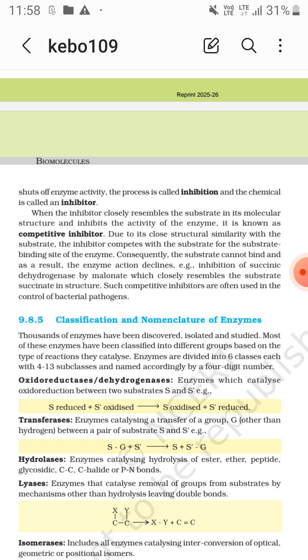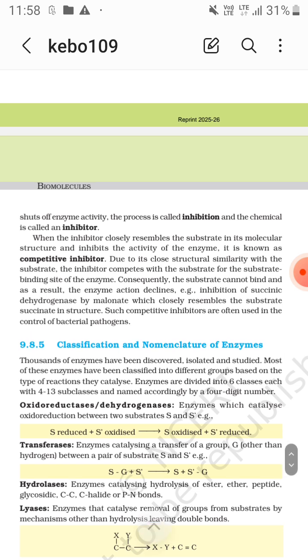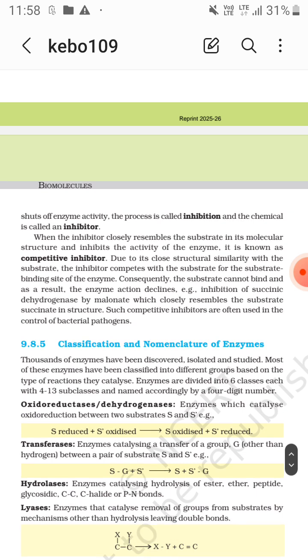Competitive inhibitor. Inhibition is a process that shuts off enzyme activity by a chemical, that is the inhibitor. One such example is the inhibition of succinic dehydrogenase, an enzyme whose activity is shut off by the inhibitor malonate, which closely resembles the substrate succinate in structure.